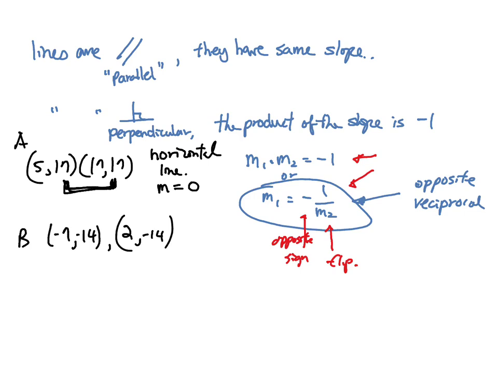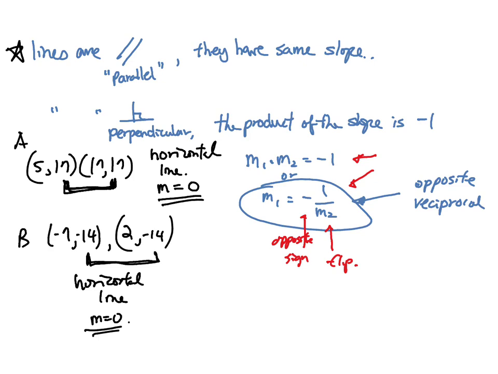Same thing here. They are the same, -14 and -14. So this is a horizontal line, where the slope is equal to 0. And therefore this matches our parallel idea. The slopes are the same. These two lines are parallel.